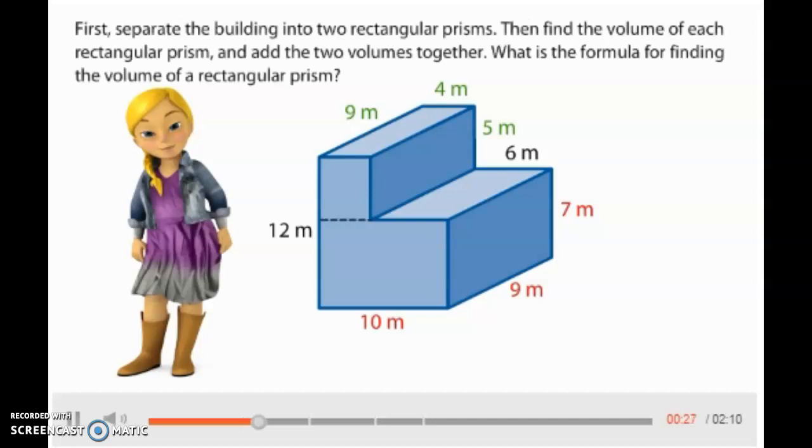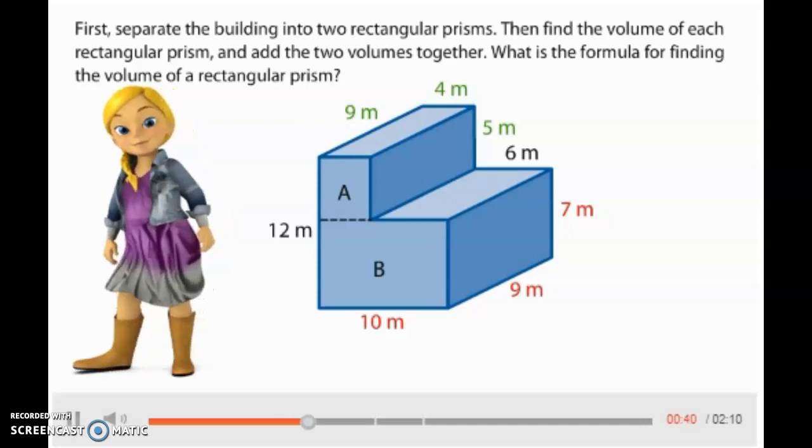First, separate the building into two rectangular prisms. Then, find the volume of each rectangular prism and add the two volumes together. What is the formula for finding the volume of a rectangular prism?